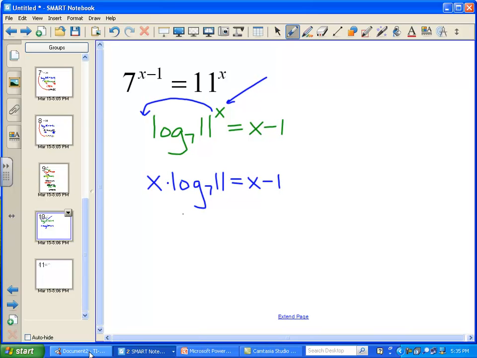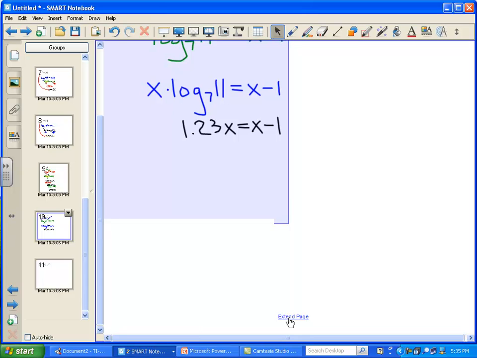So we'll make this 1.23 times x is equal to x minus 1. And then we'll just continue to solve this.